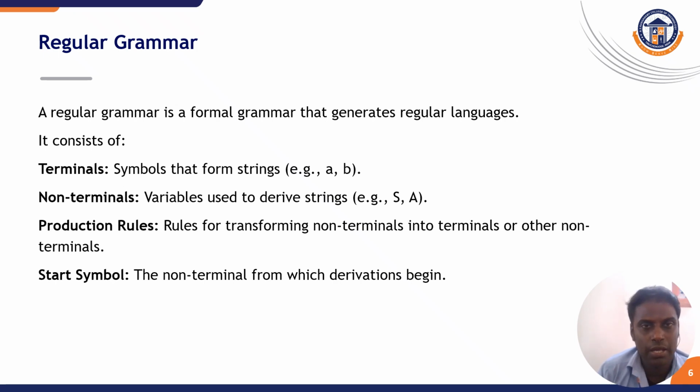And then regular grammar. A regular grammar is a formal grammar that generates regular expressions or regular languages. We have already discussed the components of a grammar: terminal, non-terminal, production, and then start symbol. So this is the same as in the first unit.